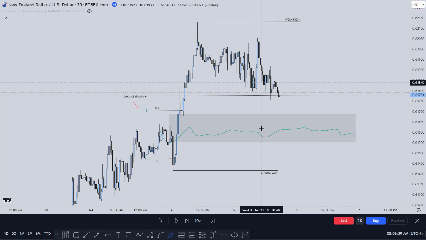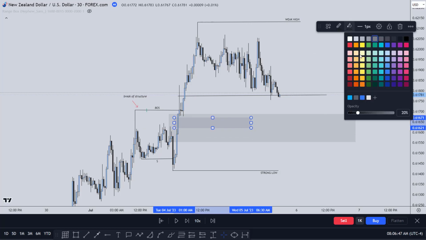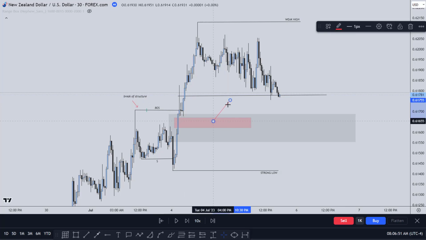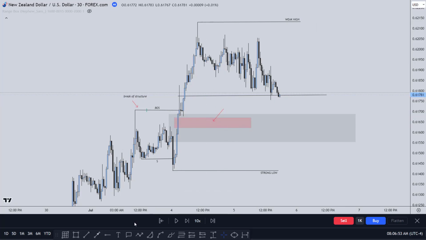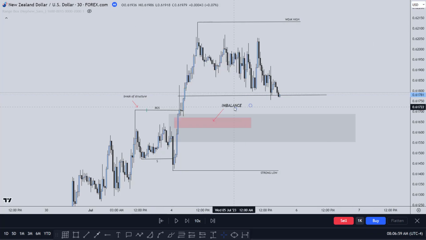So what can we see? First and foremost, we see that we have this imbalance that we have to fill. Let me just put it in red. Imbalance. Okay, cool. We have this imbalance that we got to fill, and since we know that this low got taken, right?